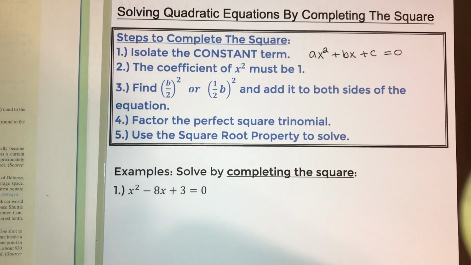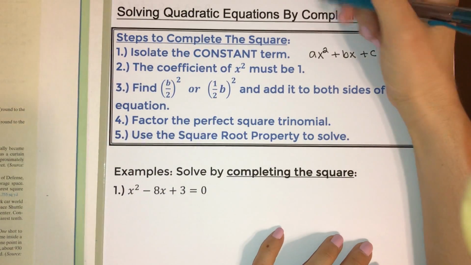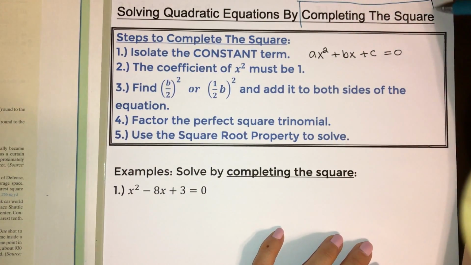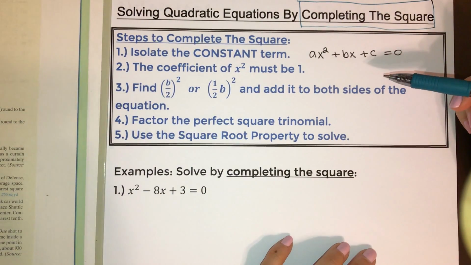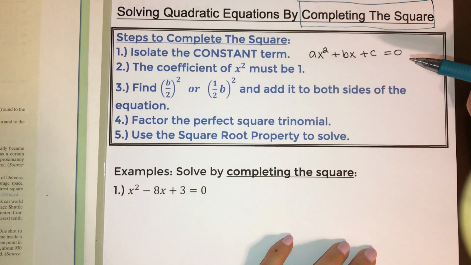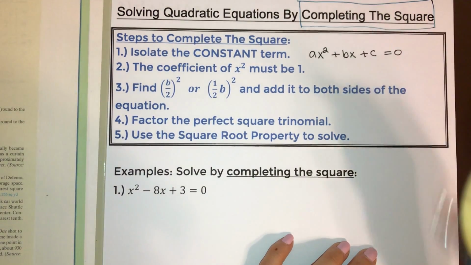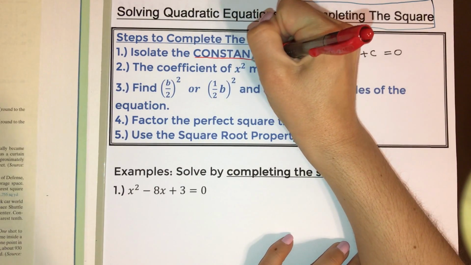This video covers solving quadratic equations by completing the square. So these are the steps to complete the square. The first thing we want to do is isolate the constant term.